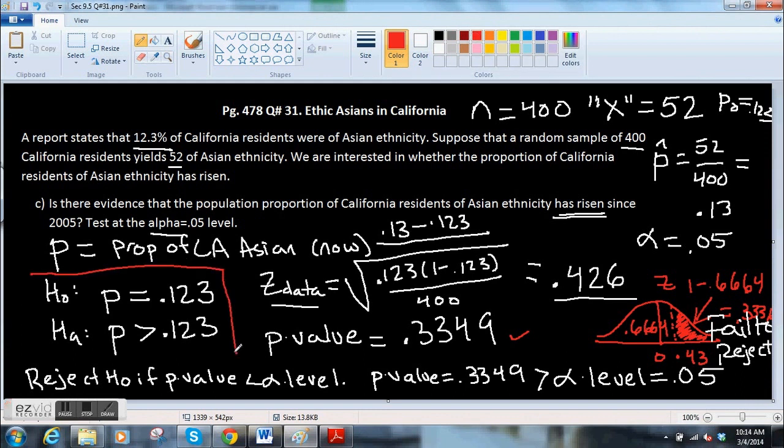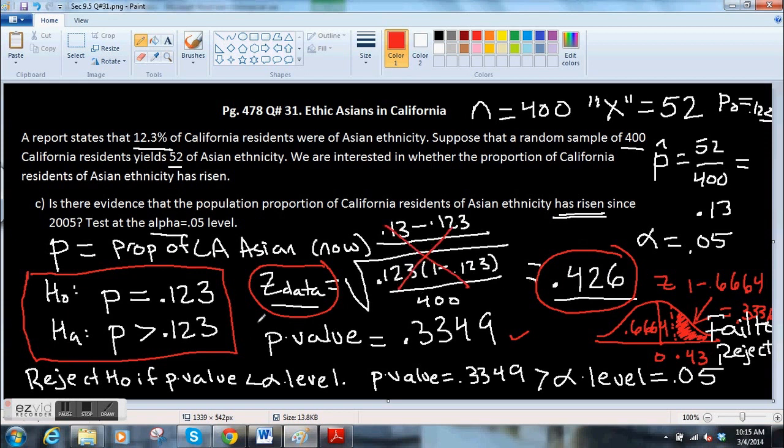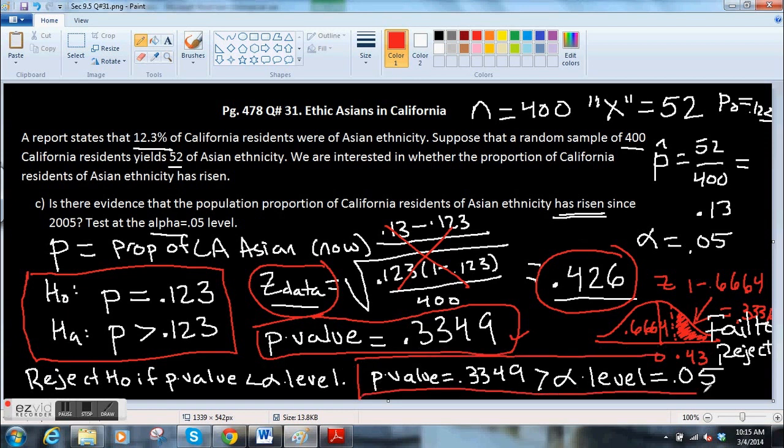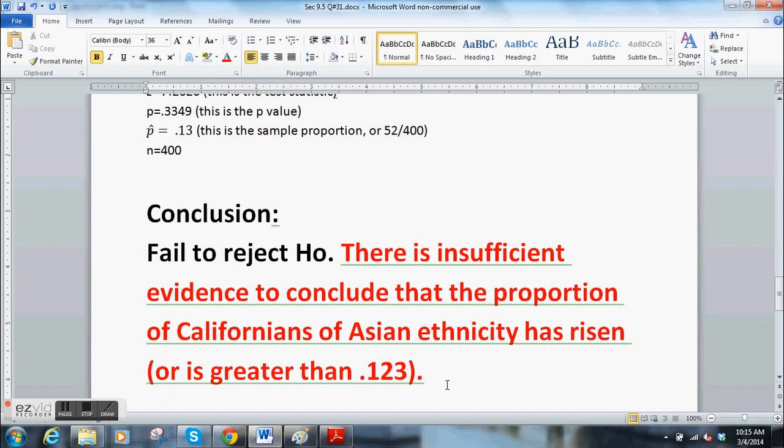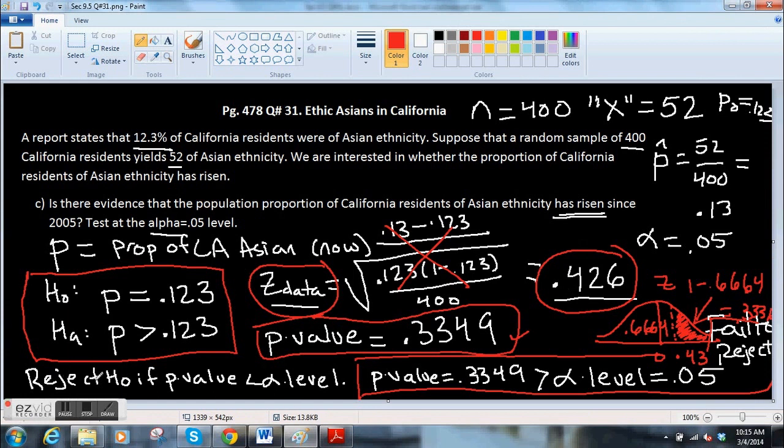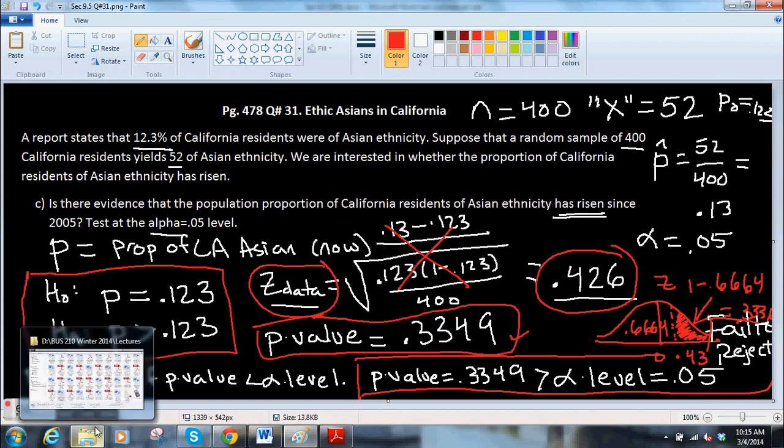So again, here are the pieces that you want to put on your test. You want the null and alternative hypothesis. You want to say what the test statistic is, Z equals 0.426. You do not need to write this down unless you are using it and not your calculator. You need to write down the p-value. You need to write this sentence: the p-value is greater than the alpha level, so we fail to reject H0. And finally, you need a sentence like this: there is insufficient evidence to conclude that the population proportion of Californians of Asian ethnicity has risen. Whew. That's all you need to do. How simple is that? I did a lot of extra writing, but that's basically all you need to do. And the calculator is your friend. Please use it.